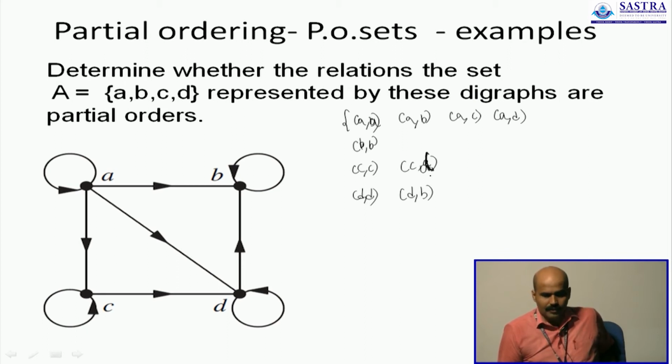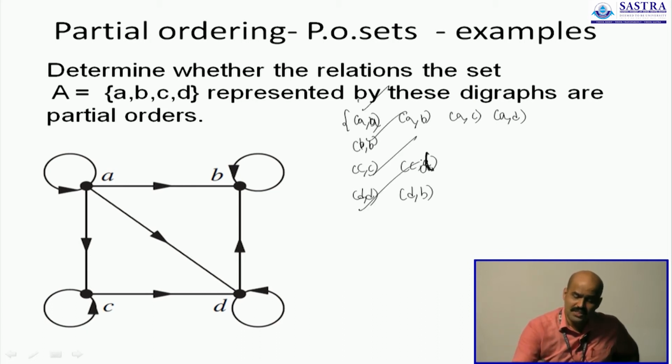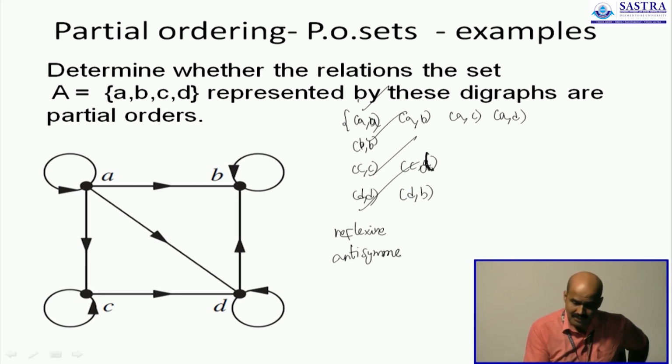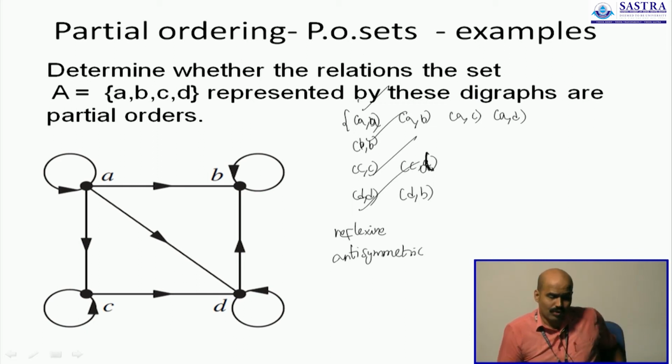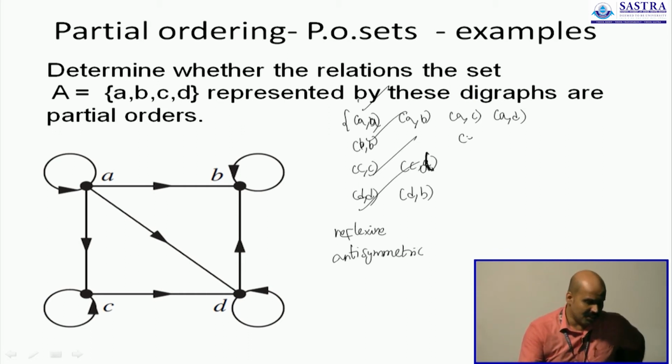We'll have to give the correct interpretation of the relation here. It is in fact reflexive because A is present, B is present, C is present, D is present. The given relation is actually reflexive and also antisymmetric. But can we call it a transitive relation? That's the question before us. It actually happens to be transitive because AC and CD together will mean that AD is present.